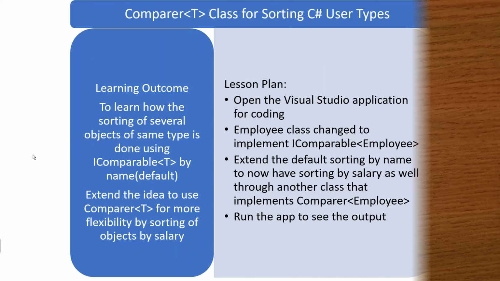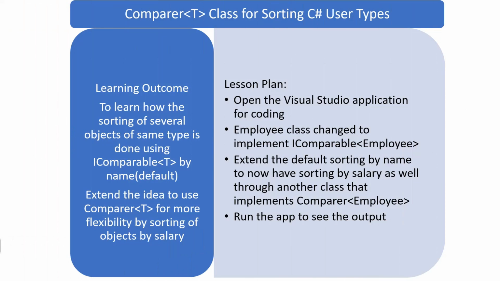Welcome back. Today's lecture will be discussing the generic Comparer class, or Comparer<T> class, for sorting C# user-defined types or classes, like the Employee class that we have seen frequently in our last few lectures. The learning outcome is to learn how sorting of several objects of the same type, separate instances of the same type, is done using IComparable by name, say, as the default, and to extend this idea to use Comparer<T> for more flexibility, by being able to sort the objects by salary.